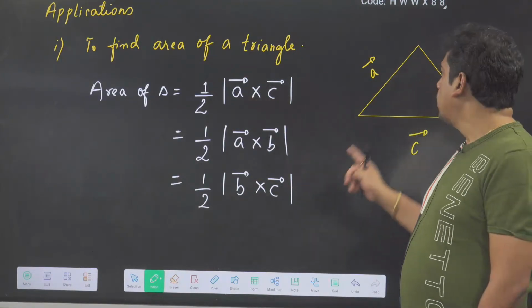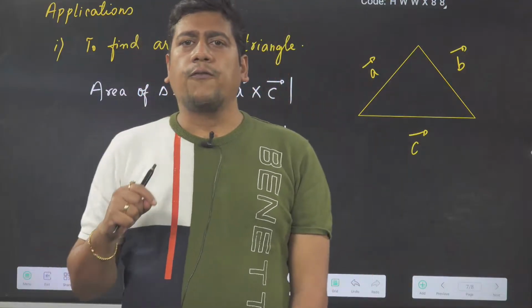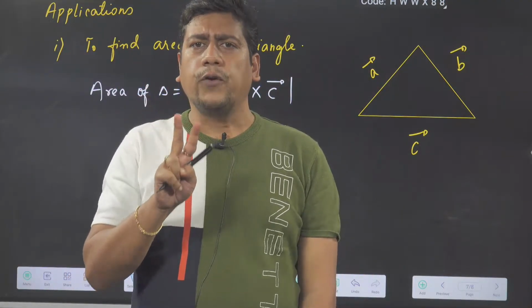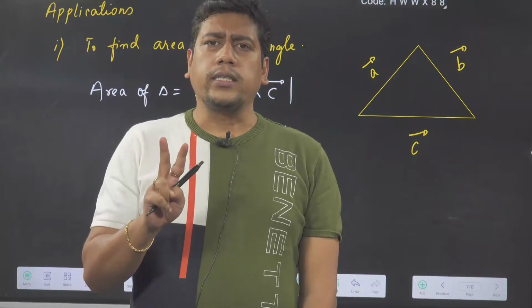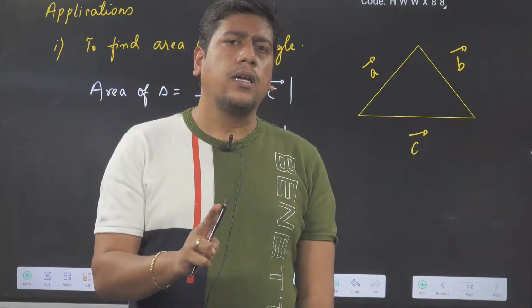Doesn't matter. So what I'm saying, if you know the sides in vector form, any two sides, you don't need to know 3 sides. Any 2 sides, if you know, take the cross product, find the magnitude of the cross product, and then take half.